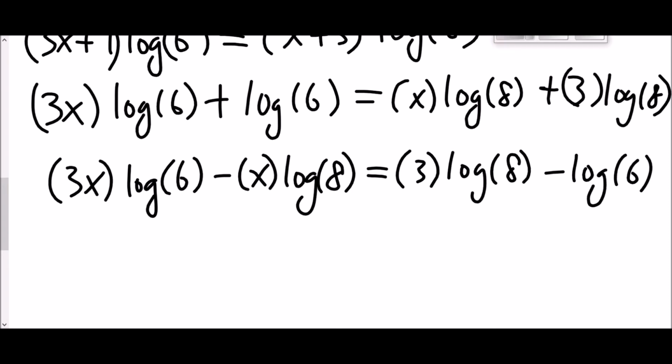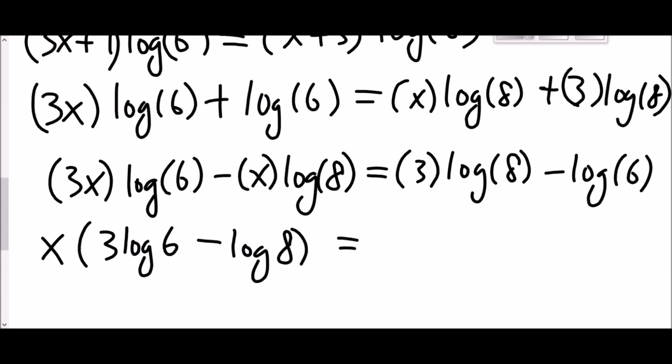Now if you look at this, we have a common factor of x, so let's factor out the x. Divide this whole thing by x, you get 3 log 6. I'm going to take out some brackets because there are a million brackets here. Minus, divide this whole thing by x, so that gives you log 8. And then right hand side, there's nothing you can really do, so leave that as is, except I'm going to take out all the brackets: 3 log 8 minus log 6.